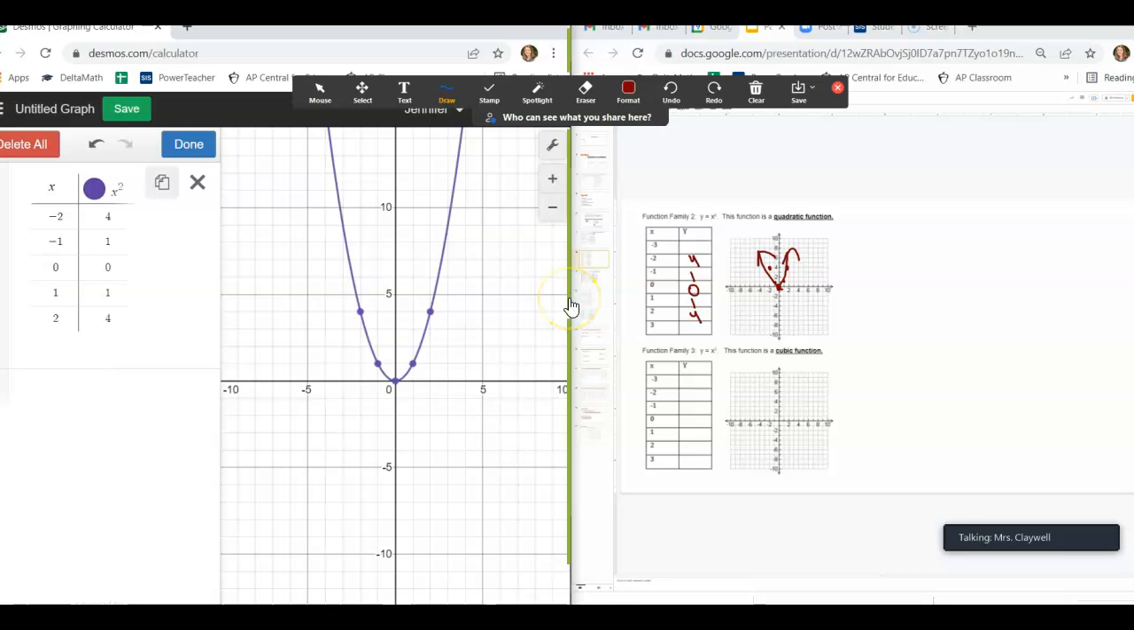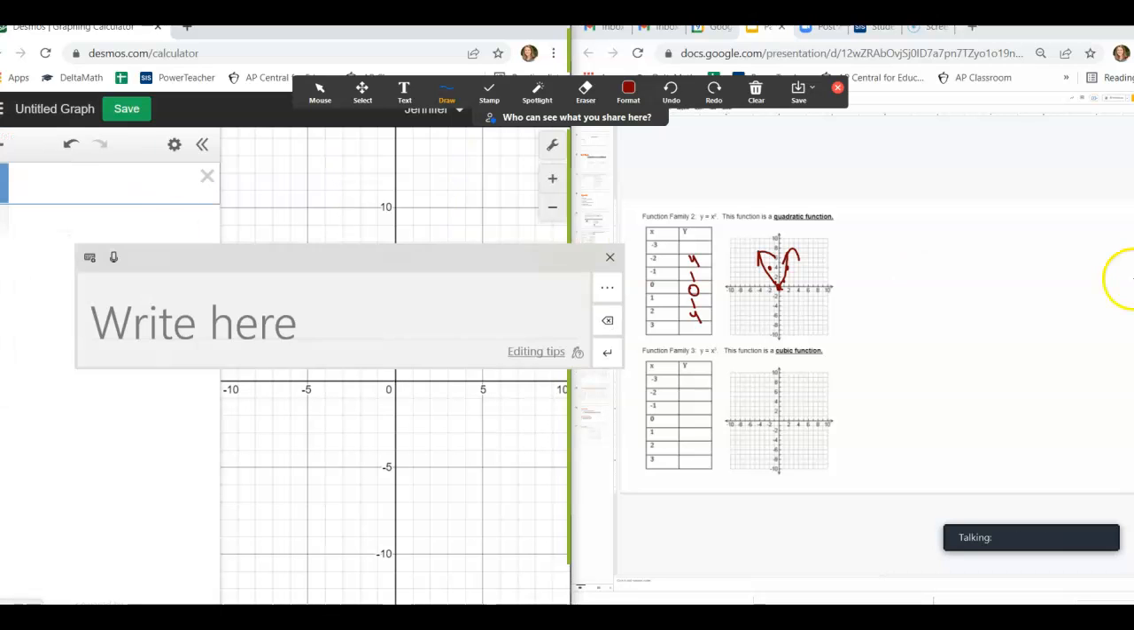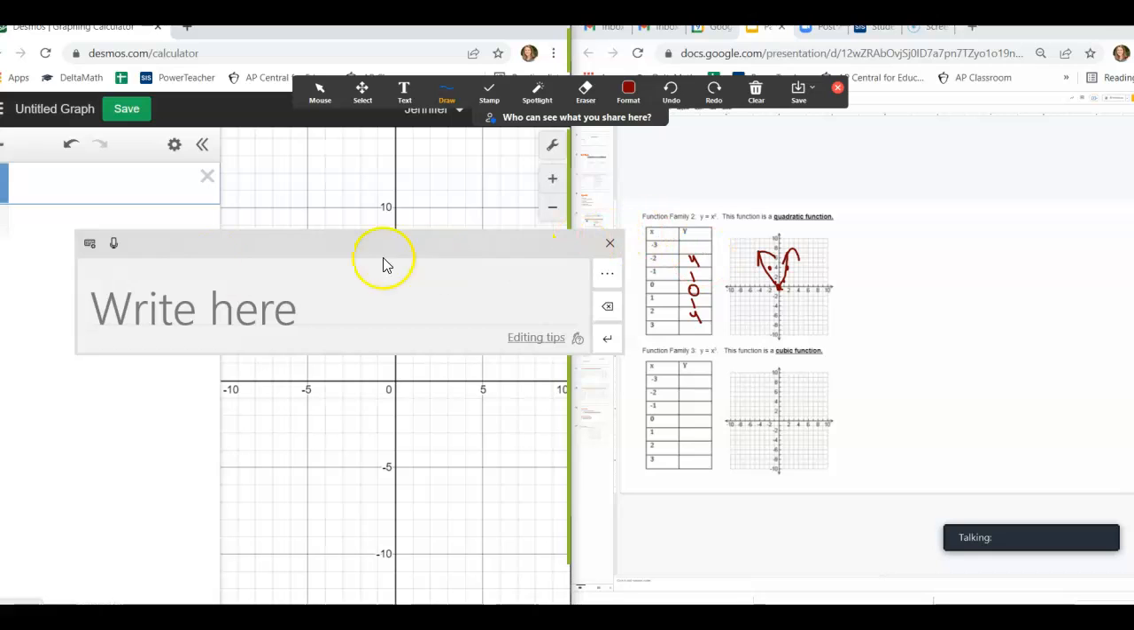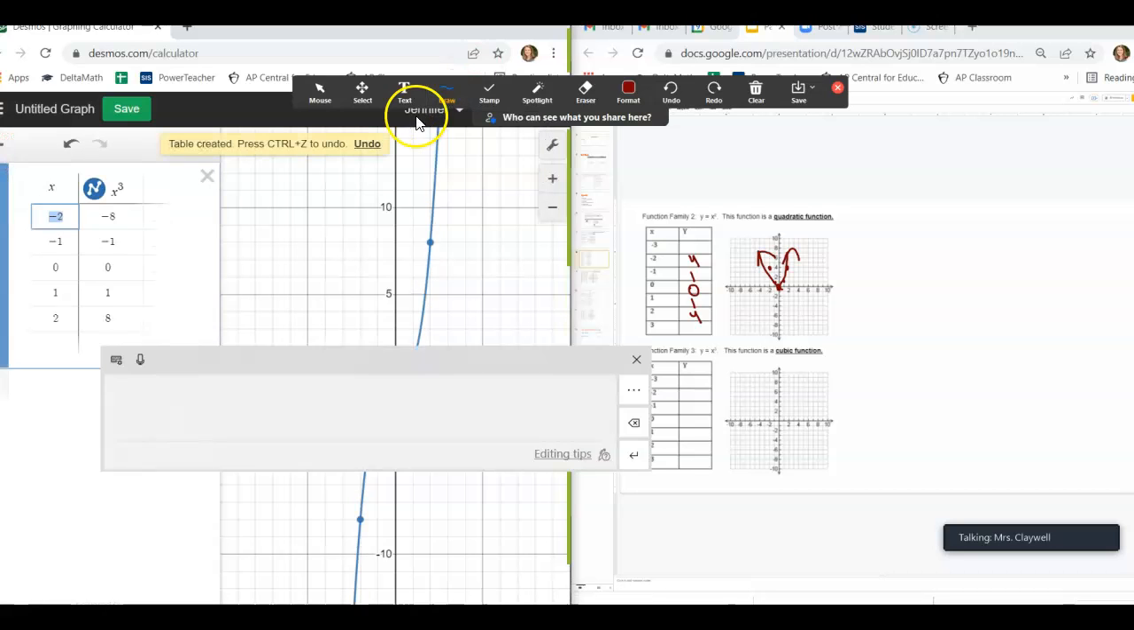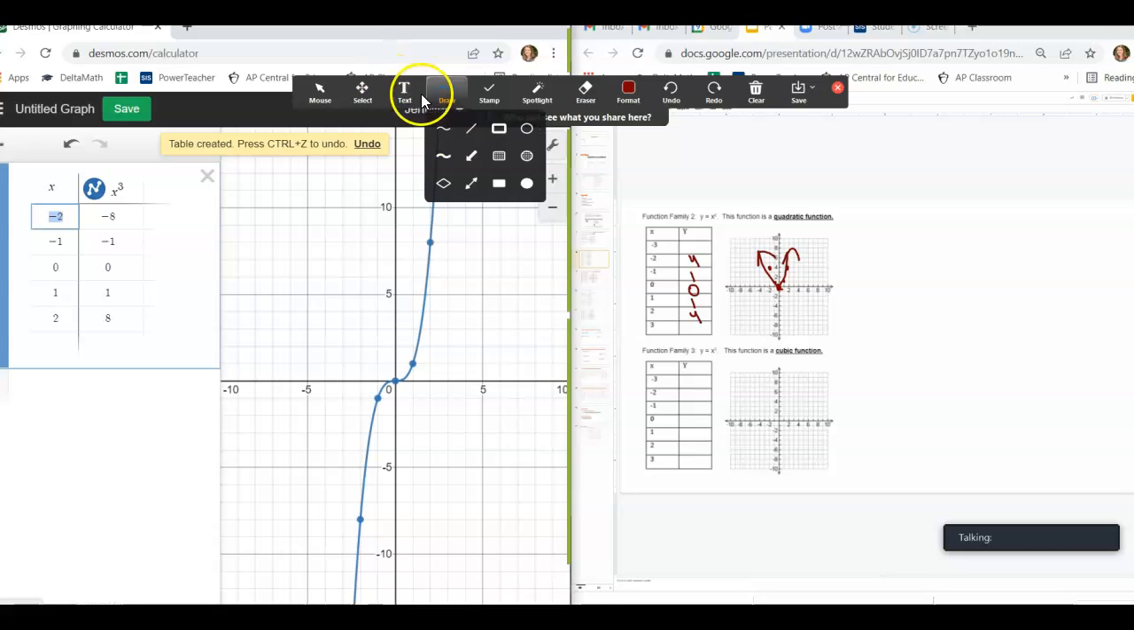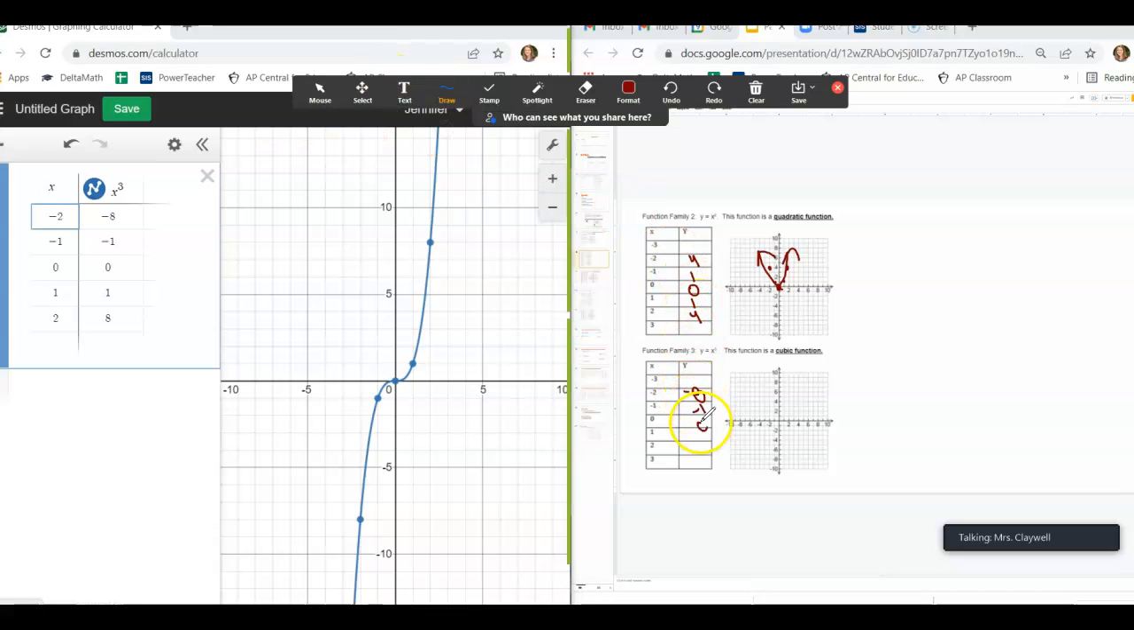Cubic is y equals x to the third. And then if I want a table, that's what the table looks like. So at -2, I have -8, -1, 0, 1, 8.